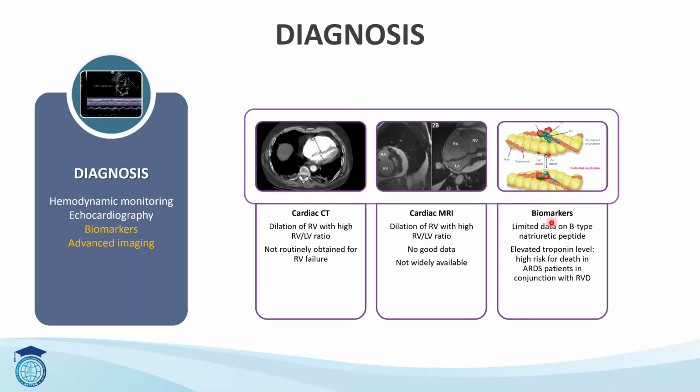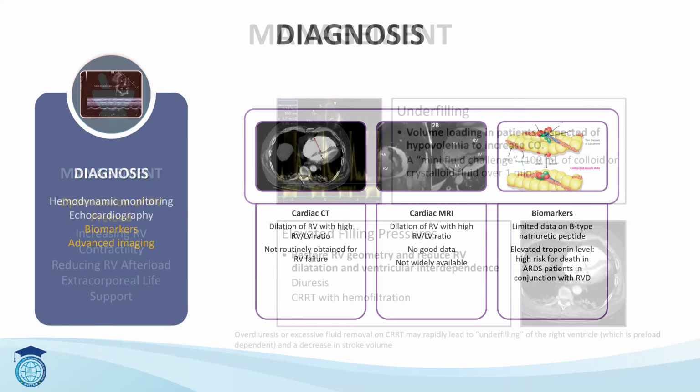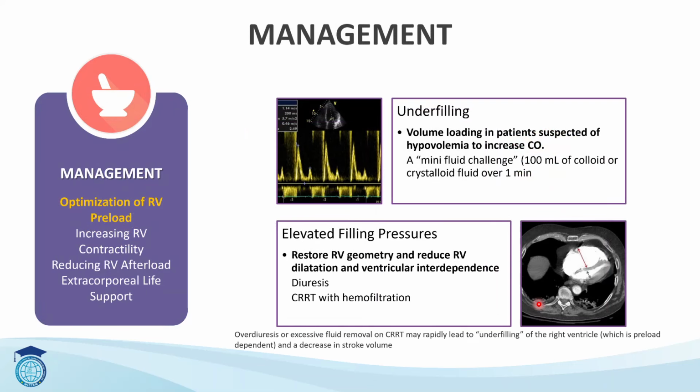In terms of biomarkers, there is limited data on BNP, however, elevated troponin level in those patients with RV dysfunction and ARDS may indicate higher risk of death. The management would not be any different than the management of heart failure, concentrating on optimization of preload, increasing the contractility, and reducing the afterload or doing ECMO.